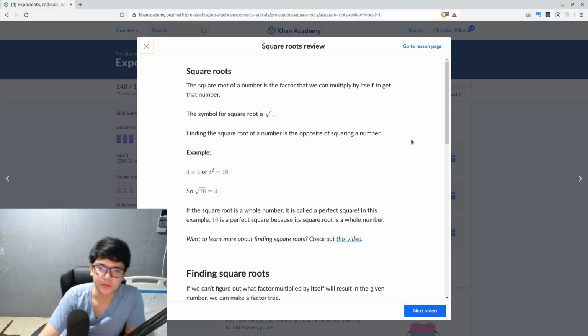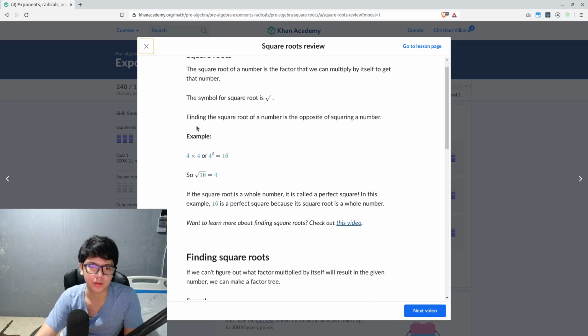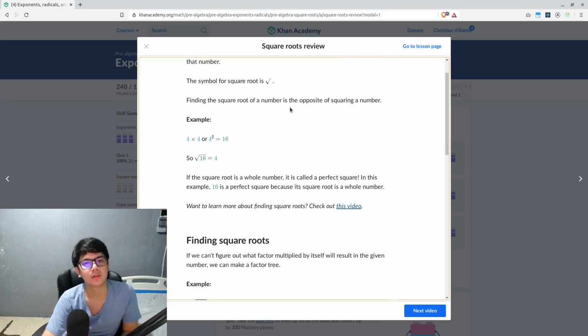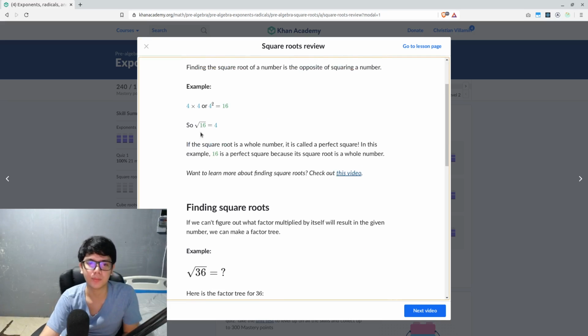The square root of a number is a factor we can multiply to get the number. Finding the square root of a number is the opposite of squaring a number. If the square root is a whole number, it is a perfect square.